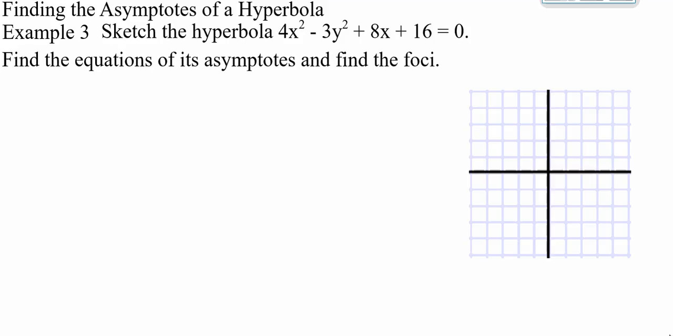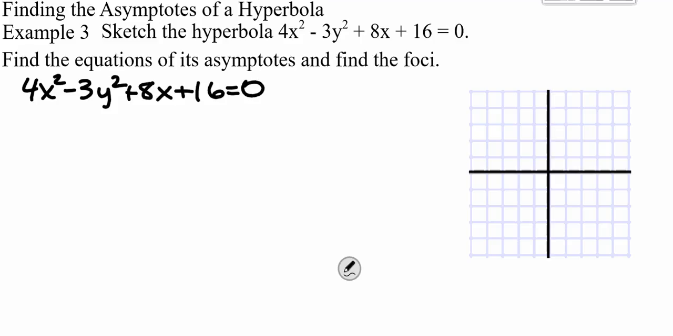Okay, so this is the recording for the rest of 10.4. And so here's our equation. I'm just going to write it again here: 4x squared minus 3y squared plus 8x plus 16 equals 0. So our first thing we have to do is get that in standard form. So we're going to have to complete the square and everything.